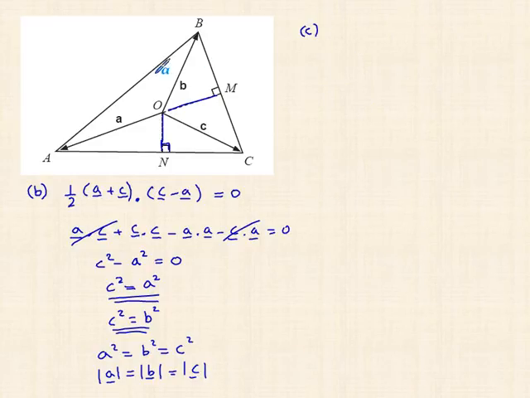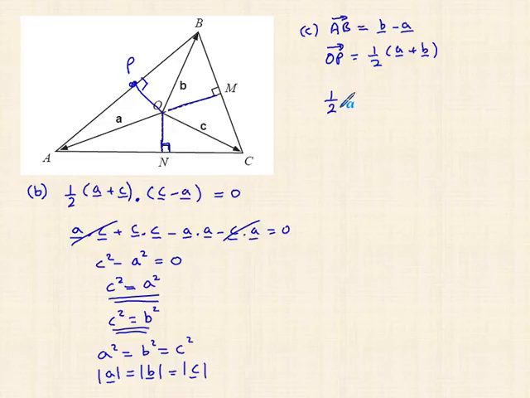Now in part C, we're told that P is the midpoint of this side, and we want to show that this is a right angle. So AB would be backwards along A, forwards along B, which is B minus A. And OP, from what we've learnt before, must be a half of A plus B.